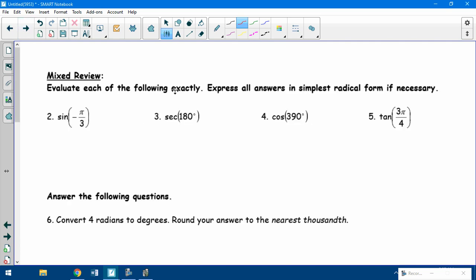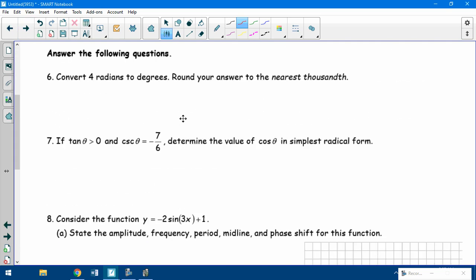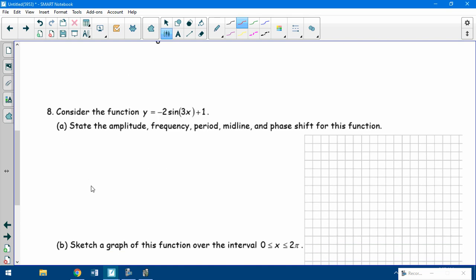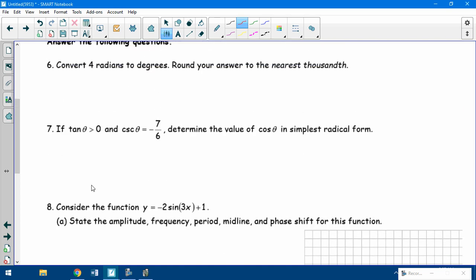Over on the back with the review, these looked really good. Number 7 and 8 I want to go over. Some of you just forgot how to do number 7, and there's more of these on tonight's homework as well. Tangent of theta is greater than 0, and cosecant of theta is negative 7/6. Determine the value of cosine in simplest radical form.